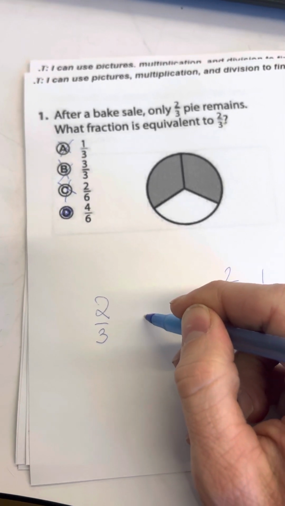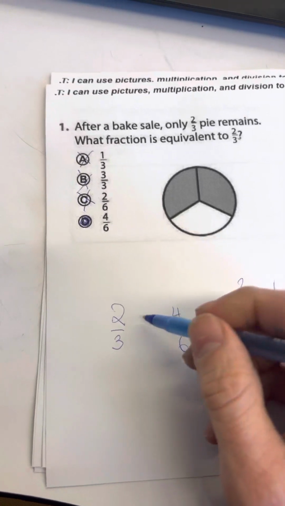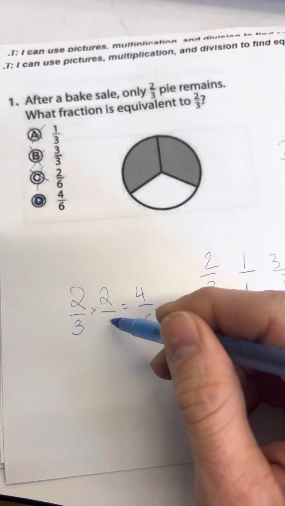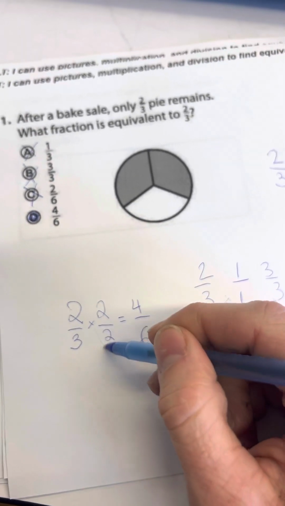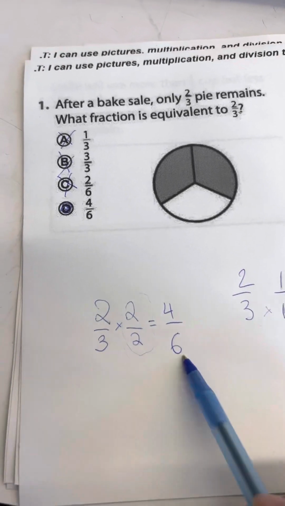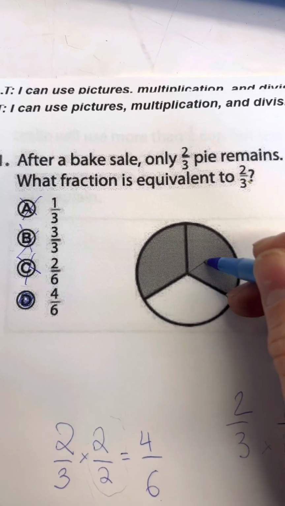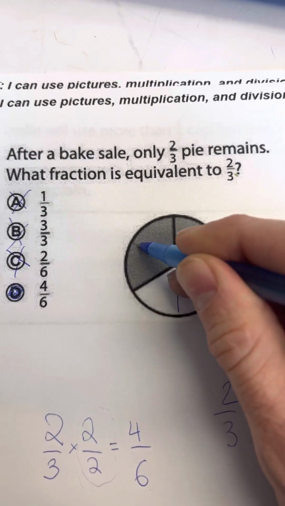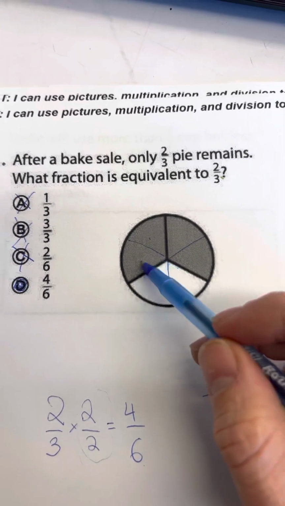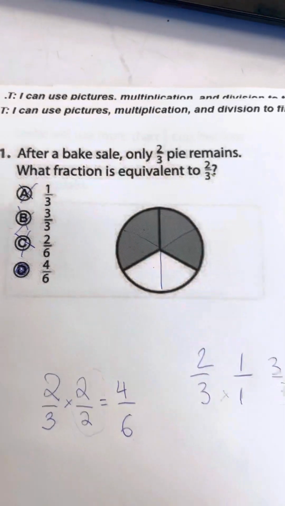2/3, is that equal to 4/6, or is it equivalent? Let's look. To get from 2 to 4, you would multiply by 2. To get from 3 to 6, you would multiply by 2. So I multiplied by a fraction that's equivalent to 1 or equal to 1. That's equivalent, right? And if we looked at the picture, I could split each of these pieces into 2, and now I would have 1, 2, 3, 4 out of 1, 2, 3, 4, 5, 6. So 2/3, 2 out of 3, is equal to 4 out of 6.